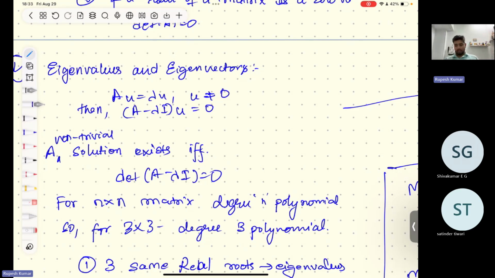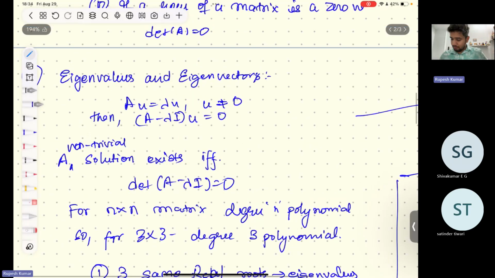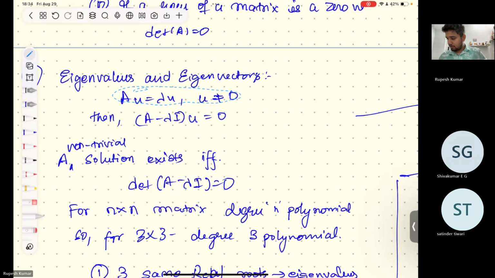The answer is yes, and this is one of the most important concepts you will learn in linear algebra, especially when dealing with matrices. This concept helps you solve a lot of problems using linear algebra. So now the problem is, can we solve this equation, AU equals lambda U?